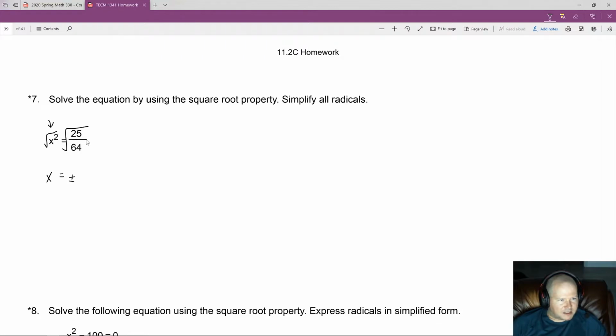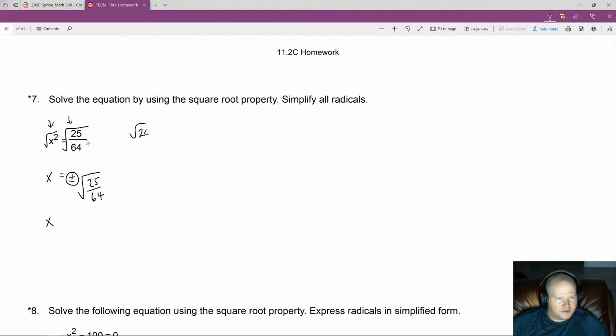This will give you plus or minus the square root of 25/64. So to make up for the fact that normally this only includes the positive, I'm going to put positive and negative there. So we actually have both. Okay. So let's split this up.